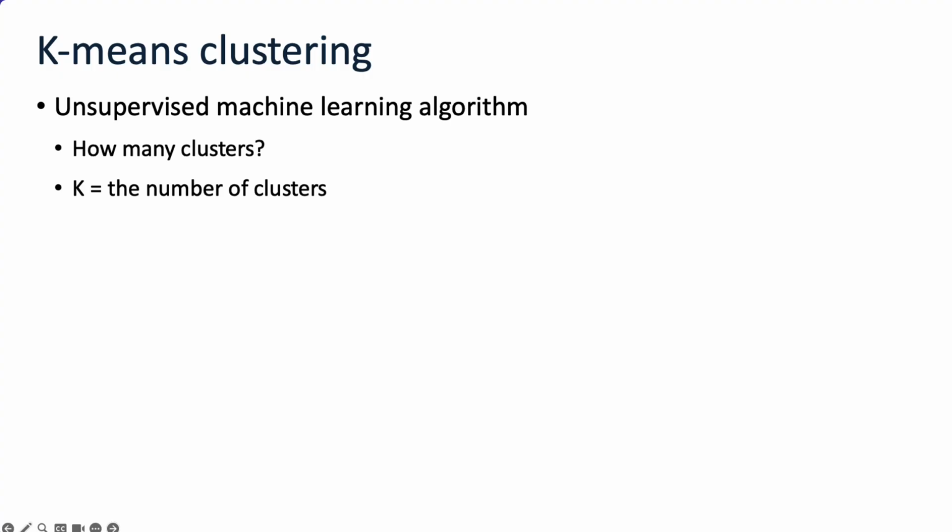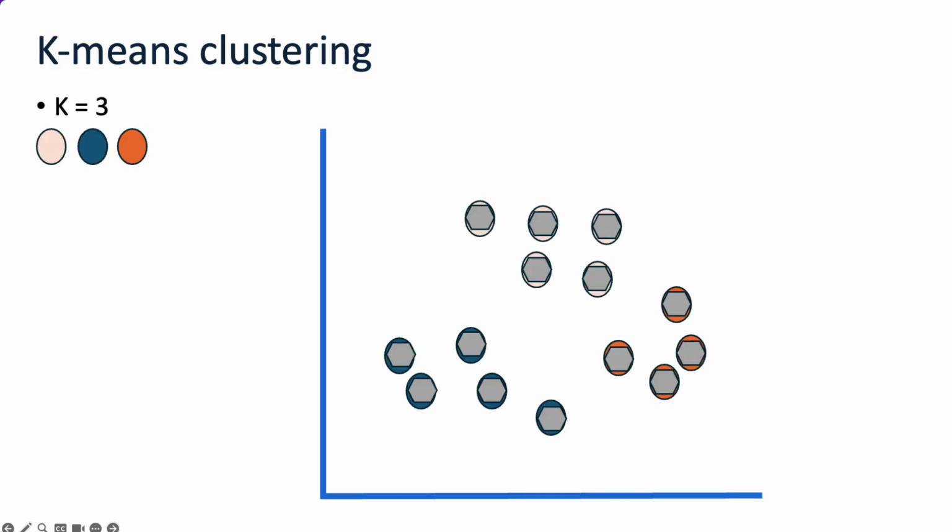K-means clustering is an unsupervised algorithm that we use when we want to cluster the data in a way that we as humans cannot see. We are asking the algorithm to cluster the data for us. So how does the K-means algorithm figure out the set of clusters in the data? Well, the first step is deciding K. So how many clusters do we want to find? K is the number of clusters we want. So let's set K equal to 3.